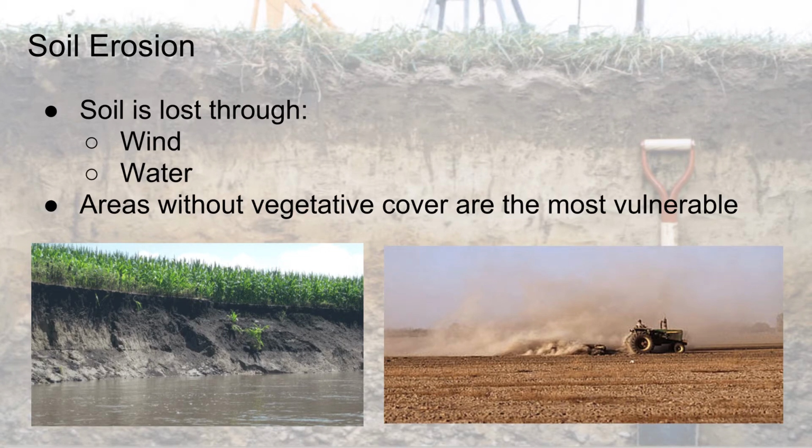So soil erosion, the main ways that we lose soil is through wind and through water. Wind will blow it away, or water will carry it away. And the areas that are most prone to this are areas without some kind of crop or vegetative cover. So plowed fields, stream banks without vegetation on them, stuff like that.